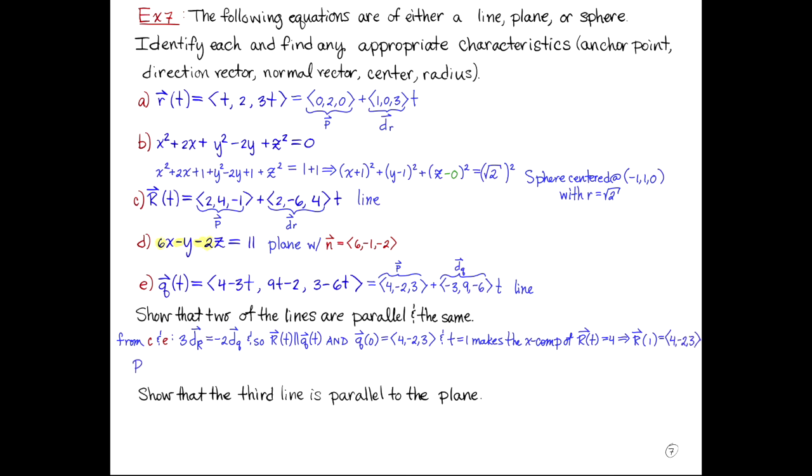We have parallel lines and a point in common, which means that they have every point in common. And so we've proven that R of t and Q of t are parallel and the same line.